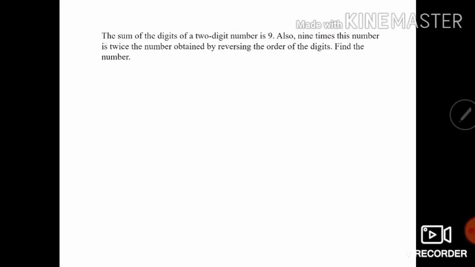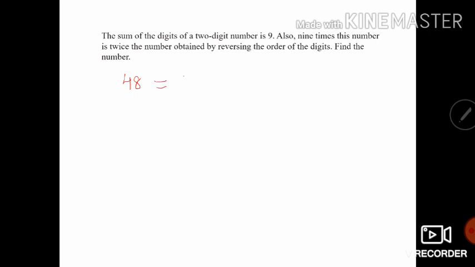We will now solve a word problem on 2-digit number. The sum of digits of a 2-digit number is 9. 9 times this number is twice the number obtained by reversing the order of the digits. Find the number. Let's understand this problem by taking a random 2-digit number, say 48.